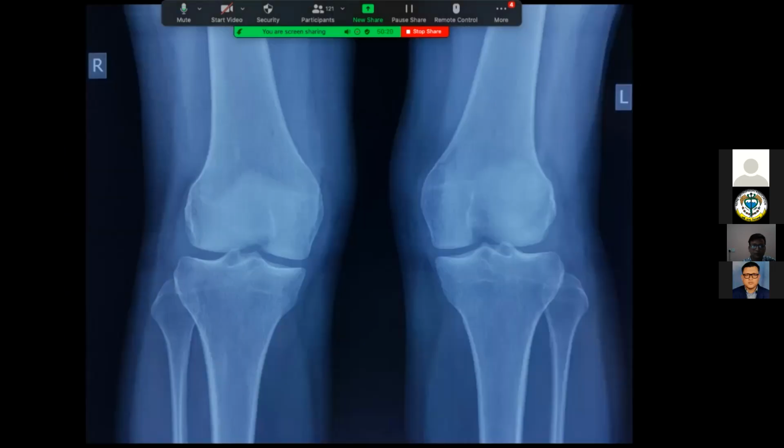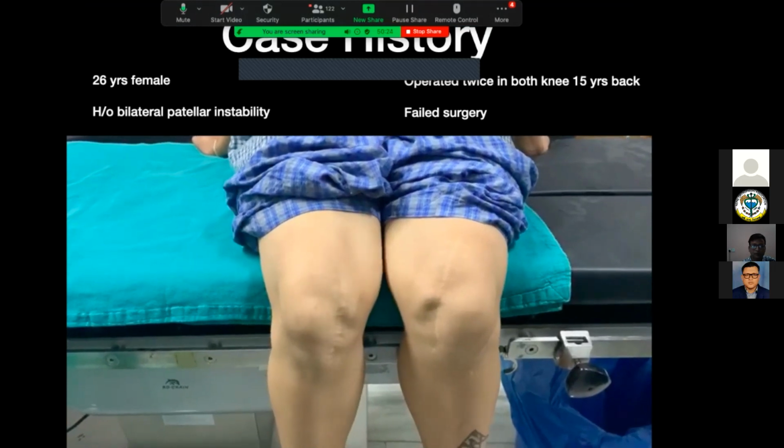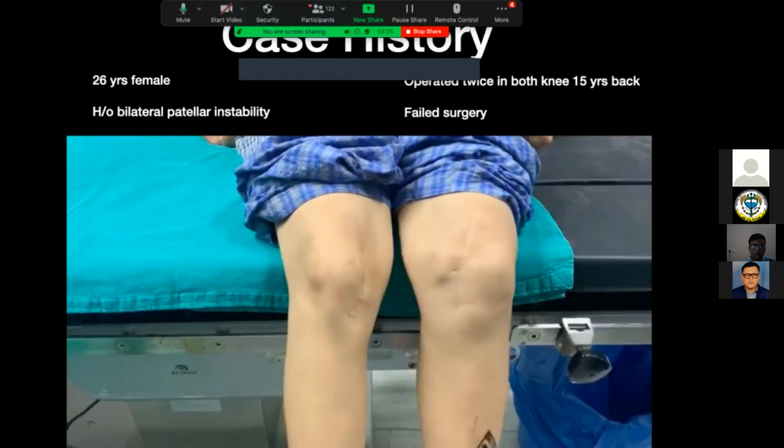I present our case. This is a 26-year-old female. She had a history of bilateral patellar instability. She was operated on multiple times in the last 15 years. No surgery had benefited her.